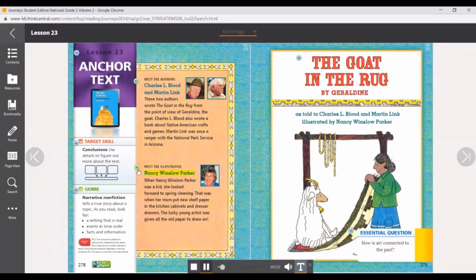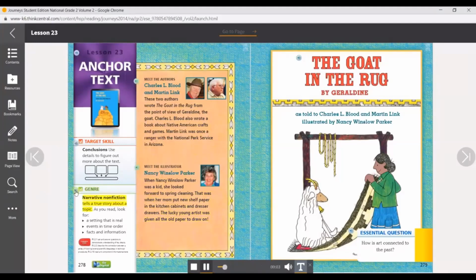Meet the illustrator, Nancy Winslow Parker. When Nancy Winslow Parker was a kid, she looked forward to spring cleaning. That was when her mom put new shelf paper in the kitchen cabinets and dresser drawers. The lucky young artist was given all the old paper to draw on.